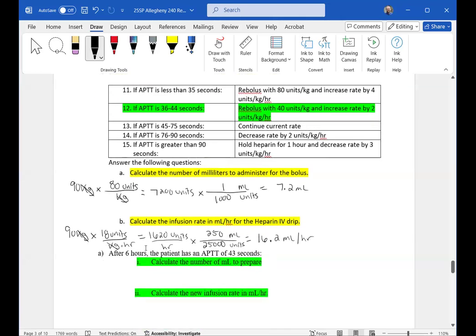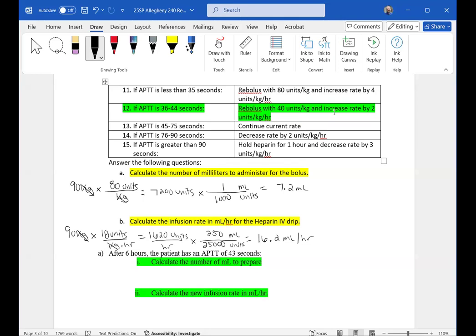going to, it says after 6 hours, there's an APTT. They remeasure the APTT, and they find that it's 43 seconds. And then they're looking at the protocol, and it says if that's the APTT, then we're going to rebolus now with 40 units and then increase the rate by 2 units. So 40 units is exactly half of 80 units. So our answer should be half of 7.2, but we'll double check the math. And then we're increasing the rate by 2, which means if my initial infusion rate was 18, my new infusion rate now is going to be 20.